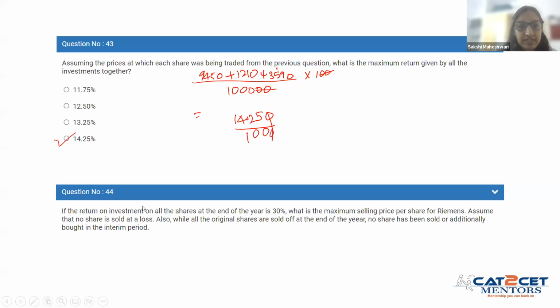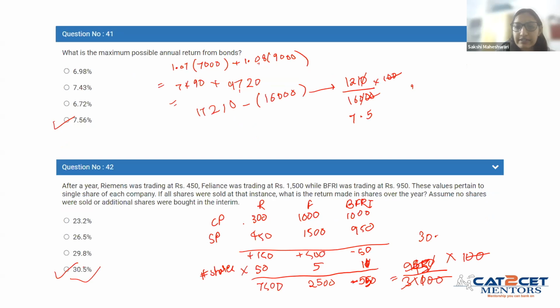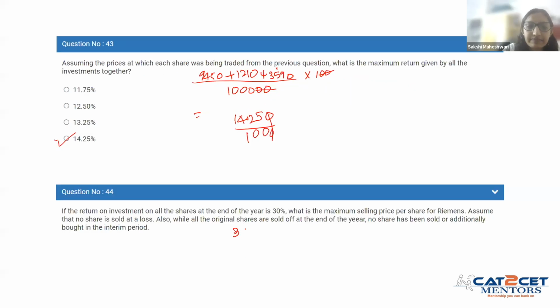If the return on investment on all the shares at the end of year is 30%, what is the maximum selling price per share for Raymond's? Assume return on investment on all the shares at the end is 30%. So see, total amount we invested in shares was 31,000. And the profit, the return, is 30%. So how much are we getting? 30% of 31,000. It will be 9,300.